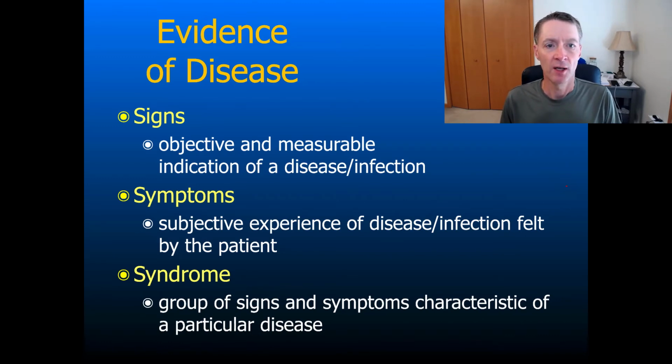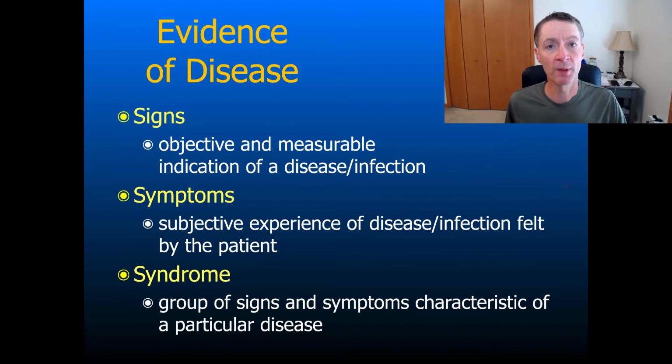Evidence of disease could take the form of signs, which are objective and measurable indications of a disease or infection. We're talking maybe blood pressure or temperature or bruising that is obvious to the naked eye, things that your medical professional can actually see, right, or measure. Symptoms would be a more subjective experience of disease or infection that's felt by the patient. So maybe, for example, they feel tired all the time. There's a malaise, something like that might be a symptom.